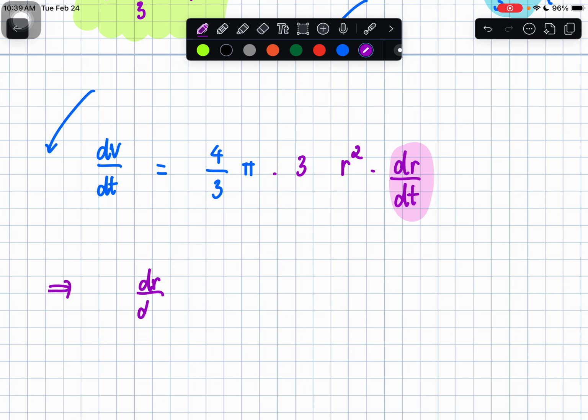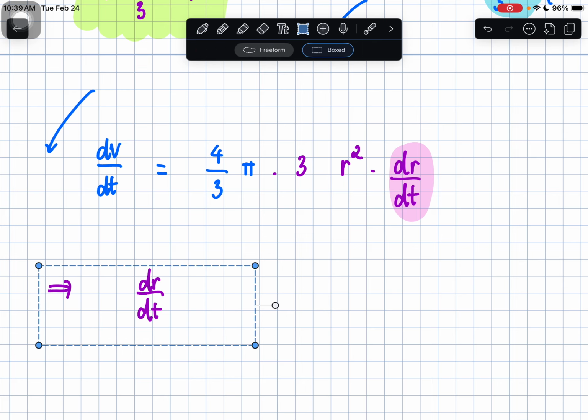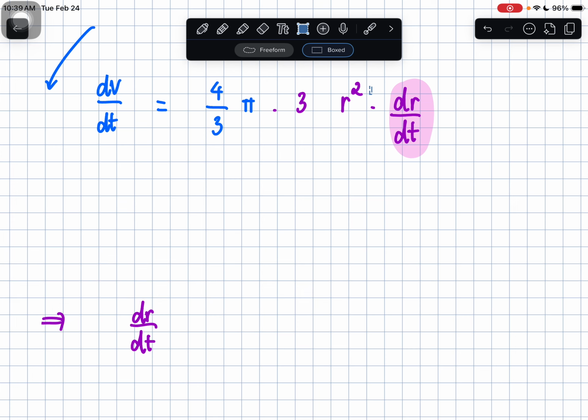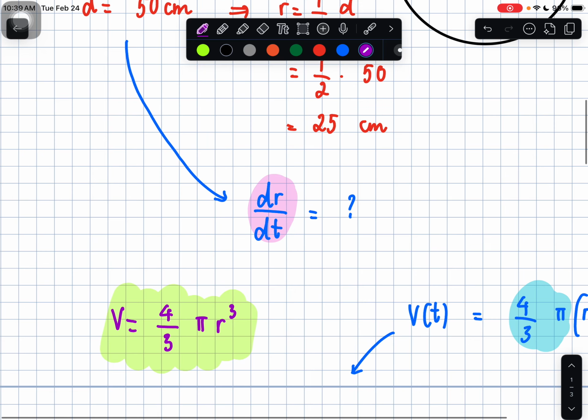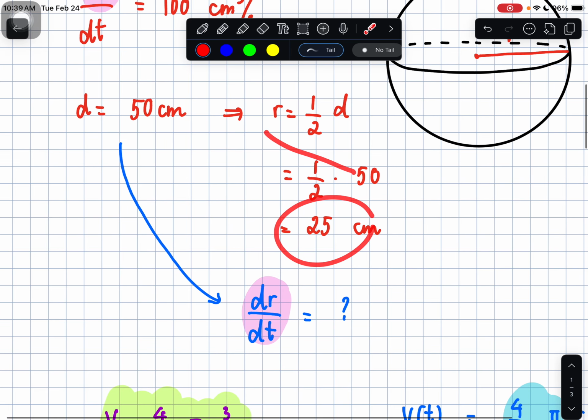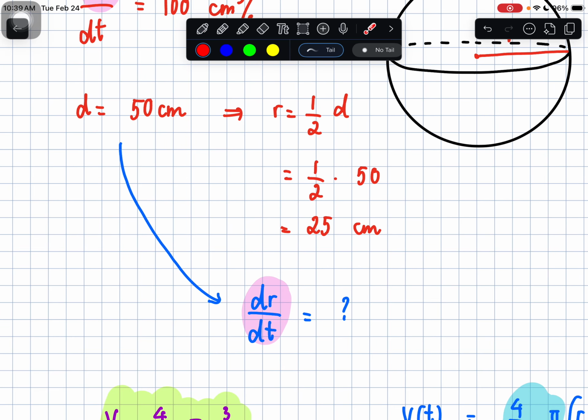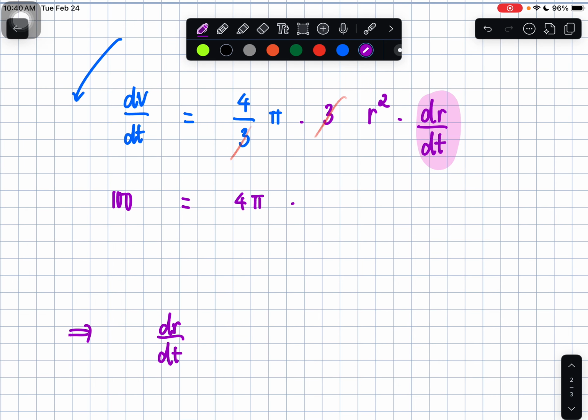Let me just put all the numbers here. 100 is dV over dt. The 4 over 3 times 3 cancels out, so you have 4 pi times the radius, which we just talked about. The radius is 25 at the moment the diameter is 50. So 25 squared times dr over dt.